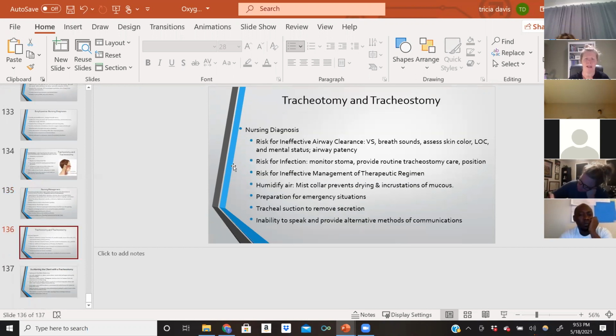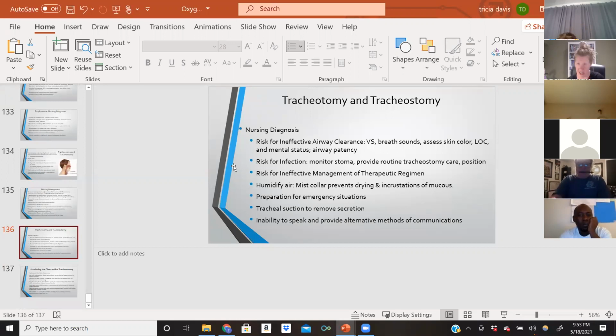Is that right? Okay, so some nursing diagnoses that we will see. Risk for ineffective airway clearance. So we're going to monitor vital signs, breath sounds, skin color, level of consciousness, mental status, airway patency. Risk for infection. So you're going to monitor that stoma. Make sure, especially if it's a new one, that it's not red or getting infected.